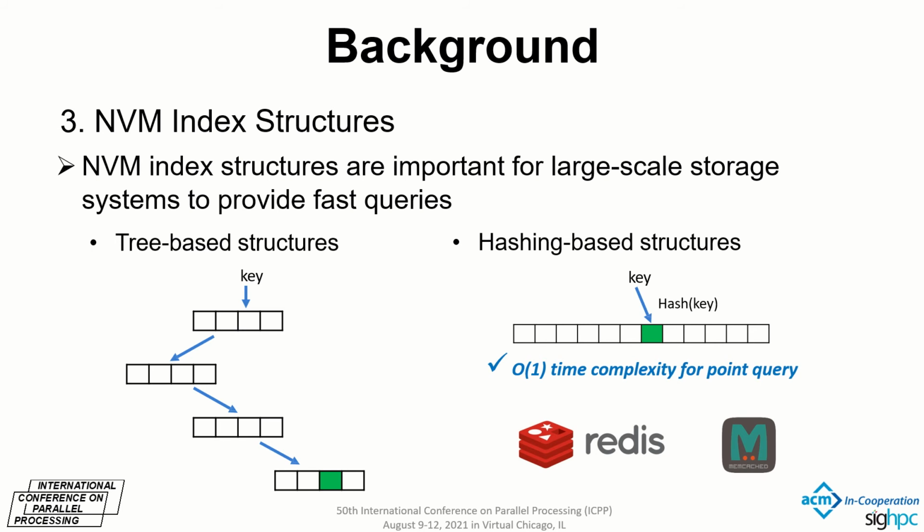NVM index structures are important for large-scale storage systems to provide faster queries. Tree-based structures and hashing-based structures are currently the most commonly used index structures. Hashing-based structures achieve O(1) time complexity for point queries. Hash indexes are widely used in databases such as Redis and Memcached.